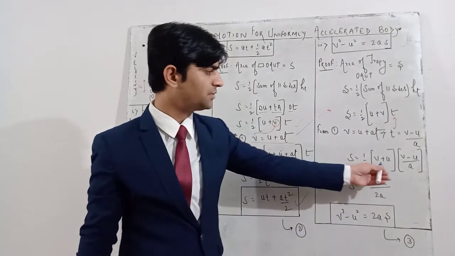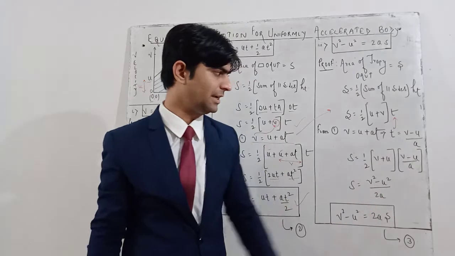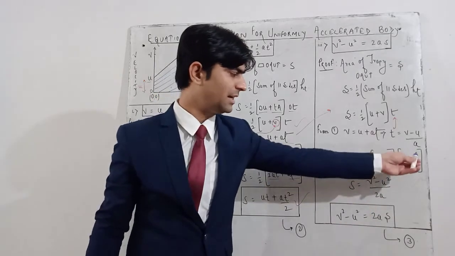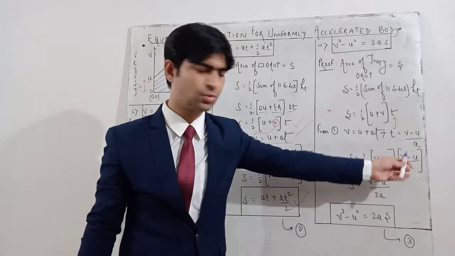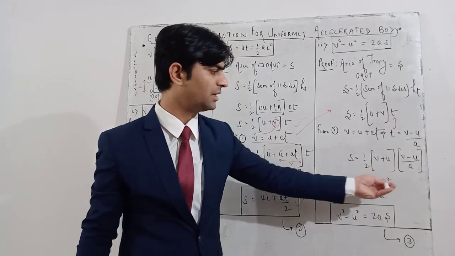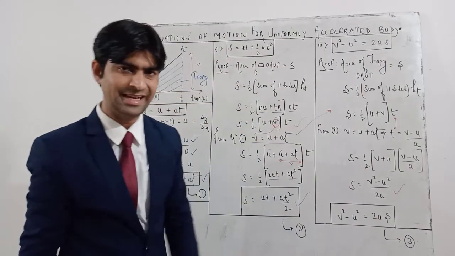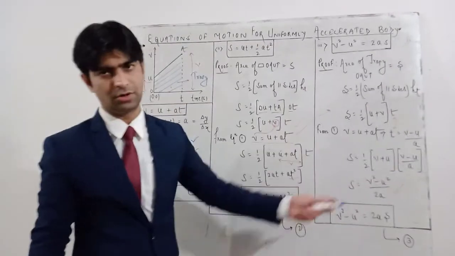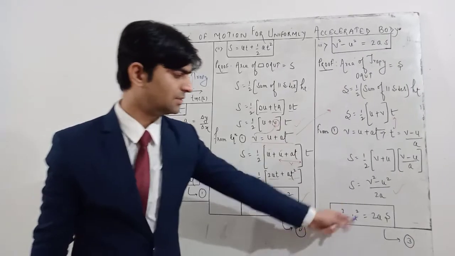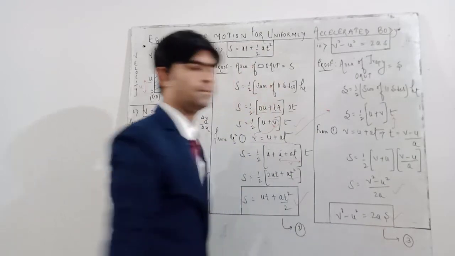So half of V plus U, and this is the replacement for T, V minus U divided by A. Then (a plus b) into (a minus b) is a square minus b square, and the denominator becomes 2A. So this is V square minus U square upon 2A. Cross multiply, you get the final answer: V square minus U square equals 2AS. This is the third equation.